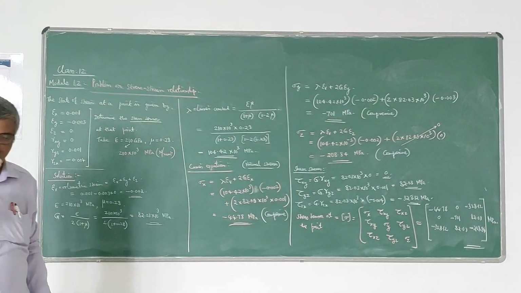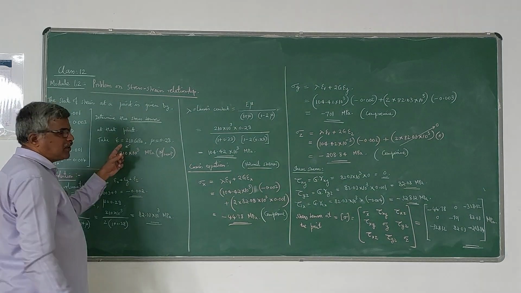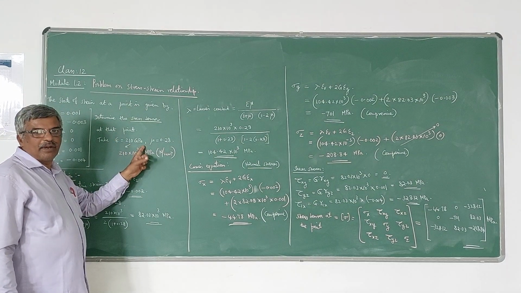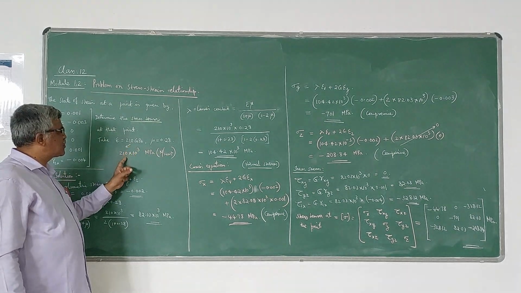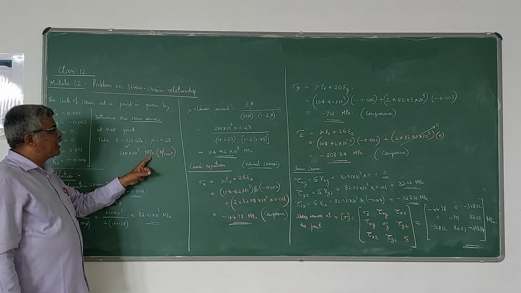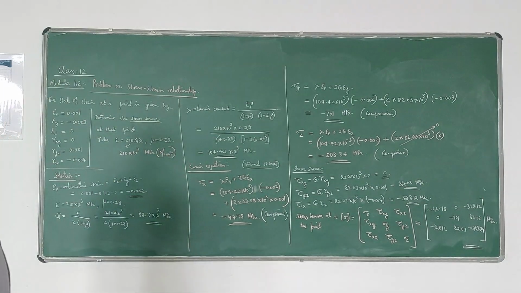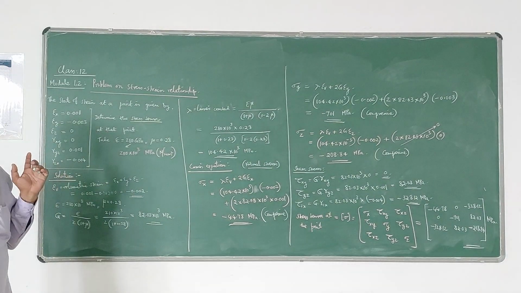That means strains are given. We have to find out the stresses, and the elastic constant Young's modulus is given as 210 GPa. 1 GPa is 10 power 3 MPa, Newton per millimeter square. So you can write this as 210 times 10 power 3 MPa, and Poisson's ratio of the material is given as 0.28. Now, the procedure is very simple, so you have to use the Lamé's equations now.